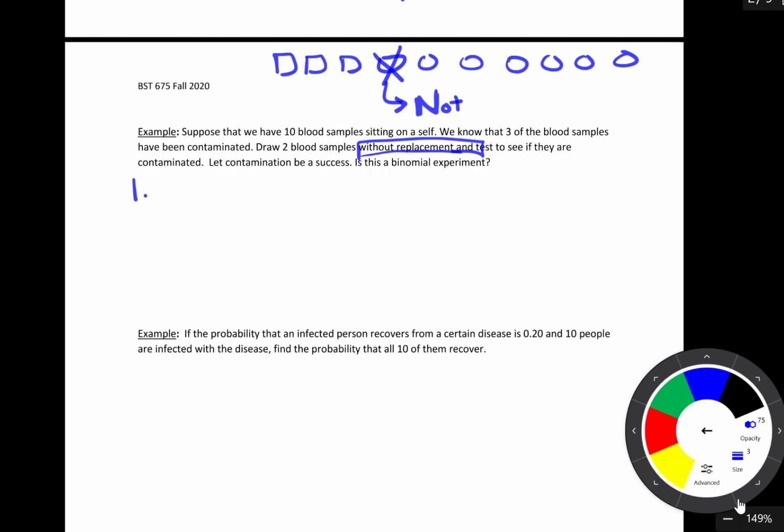So the first thing we need are n identical trials. And I claim that this is violated. The reason for it is when I choose the first vial, I'm choosing from 10. When I choose the second vial, since I'm sampling without replacement, I'm selecting from 9. And so in this case, these are not going to be identical trials.